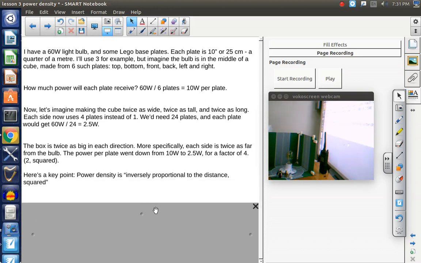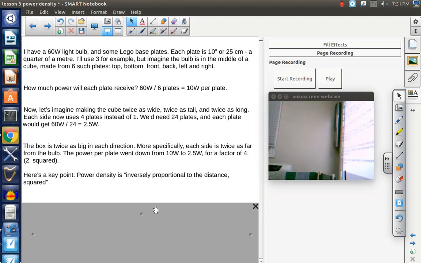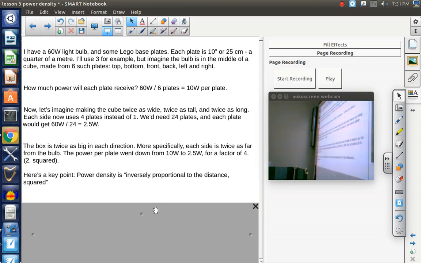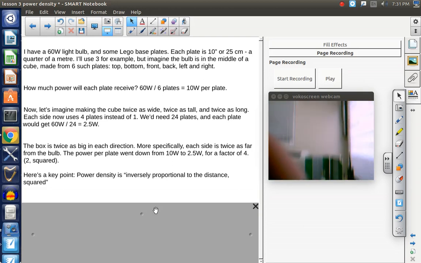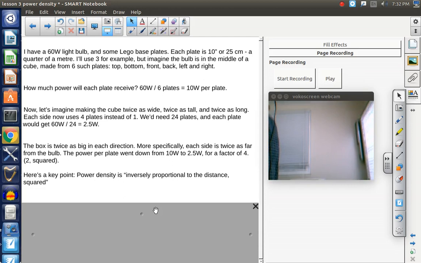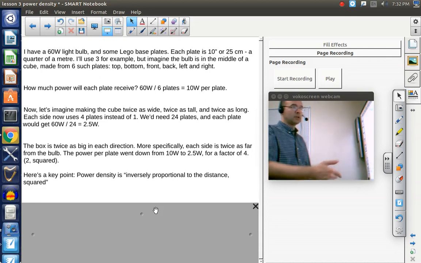So, the key point with all this Lego, so set that aside and return to my regular method here. The key point here is power density is inversely proportional to the distance squared. So every time I double my distance, my power goes down by a factor of 4. If I start at 1 meter away and I go 10 meters away, I square that, my power is going to go down by a factor of 100.